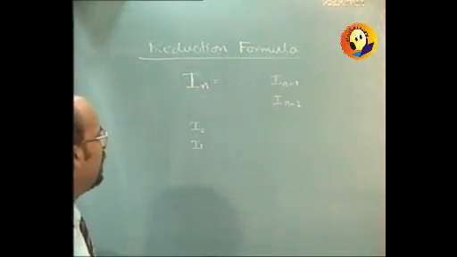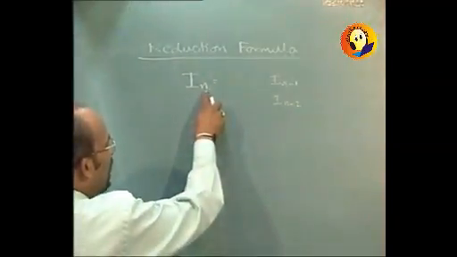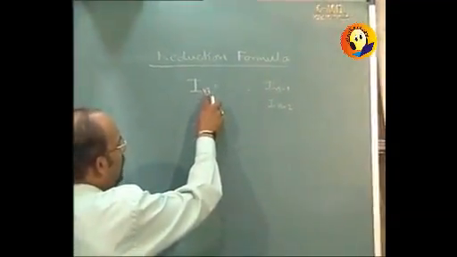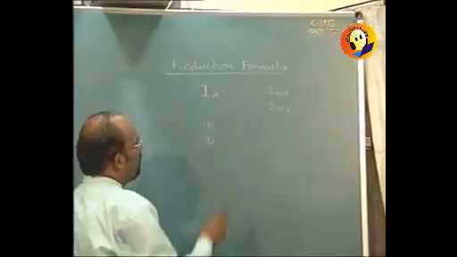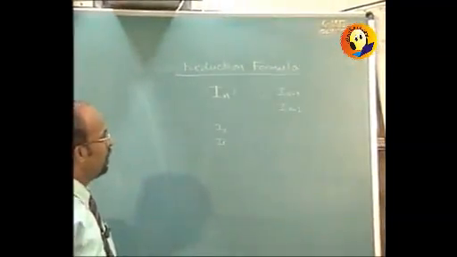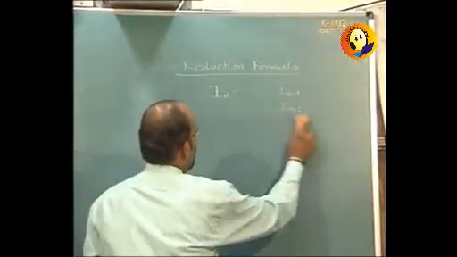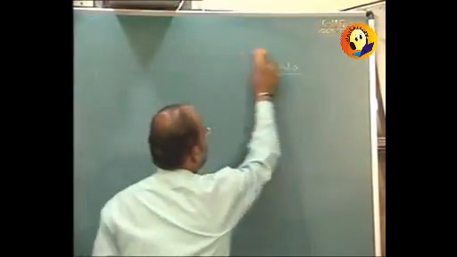It is not the nth integral, it is the value of the integral for some n. That means we can find I5, I6, etc. The concept will be more clear if we take up a problem.